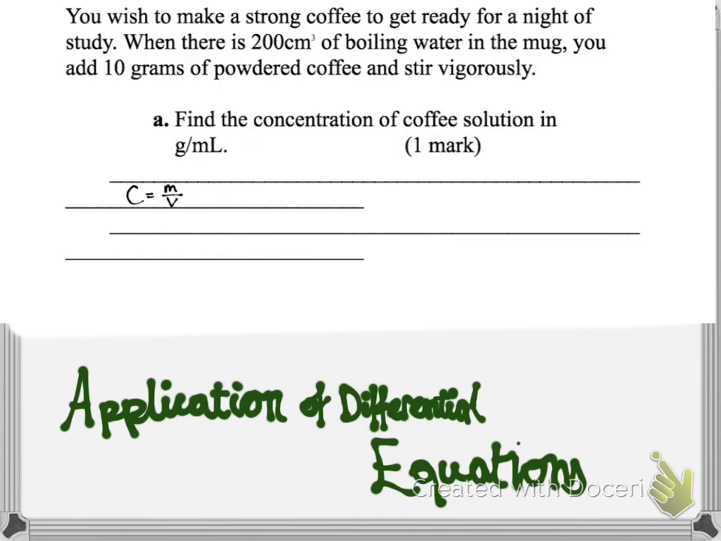So concentration is given by mass divided by volume. And the mass of the coffee we added was 10 grams for a volume of 200 cubic centimeters. Now an important thing is that 1 cubic centimeter is actually the same in size as 1 milliliter. So we can express the units there as grams per milliliter. And we get 1/20th. Okay, not too bad.